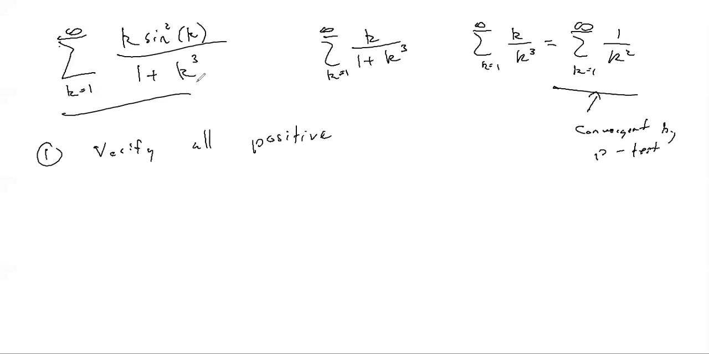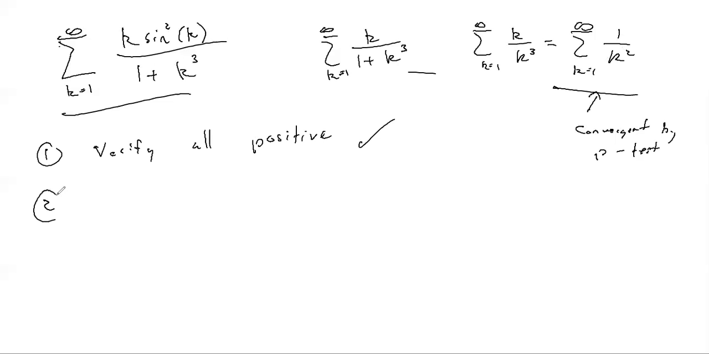Okay, is everything positive in this series? Well, let's see. I have sine, but it's sine squared. So even if sine is like -1/2, I'm squaring it, and that's going to give me a positive number. So this sine squared is always positive. k is always positive. The denominator is always positive. Okay, so this one's always positive. What about this one? Is that always positive? Yeah, if I'm plugging in natural numbers, that's always going to be positive.